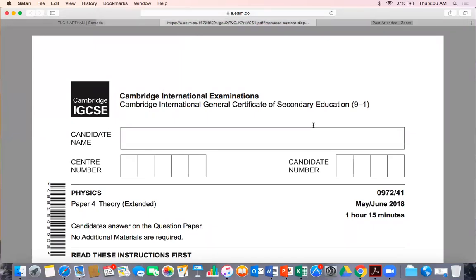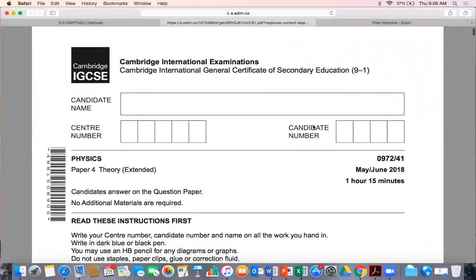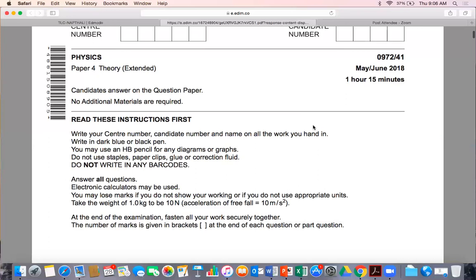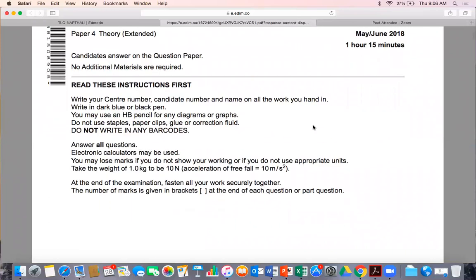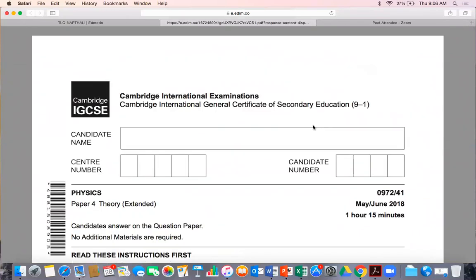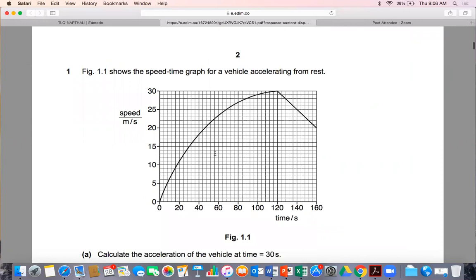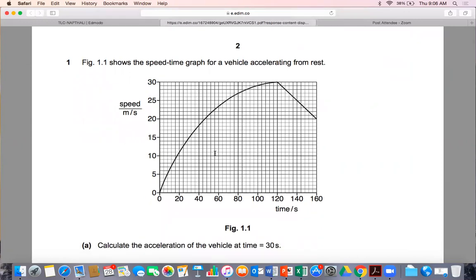Okay, good morning everyone. So I posted this paper and I told y'all to do selected questions. So let's go through this. Has everyone done it? Yes, teacher. Okay, let's go through this.